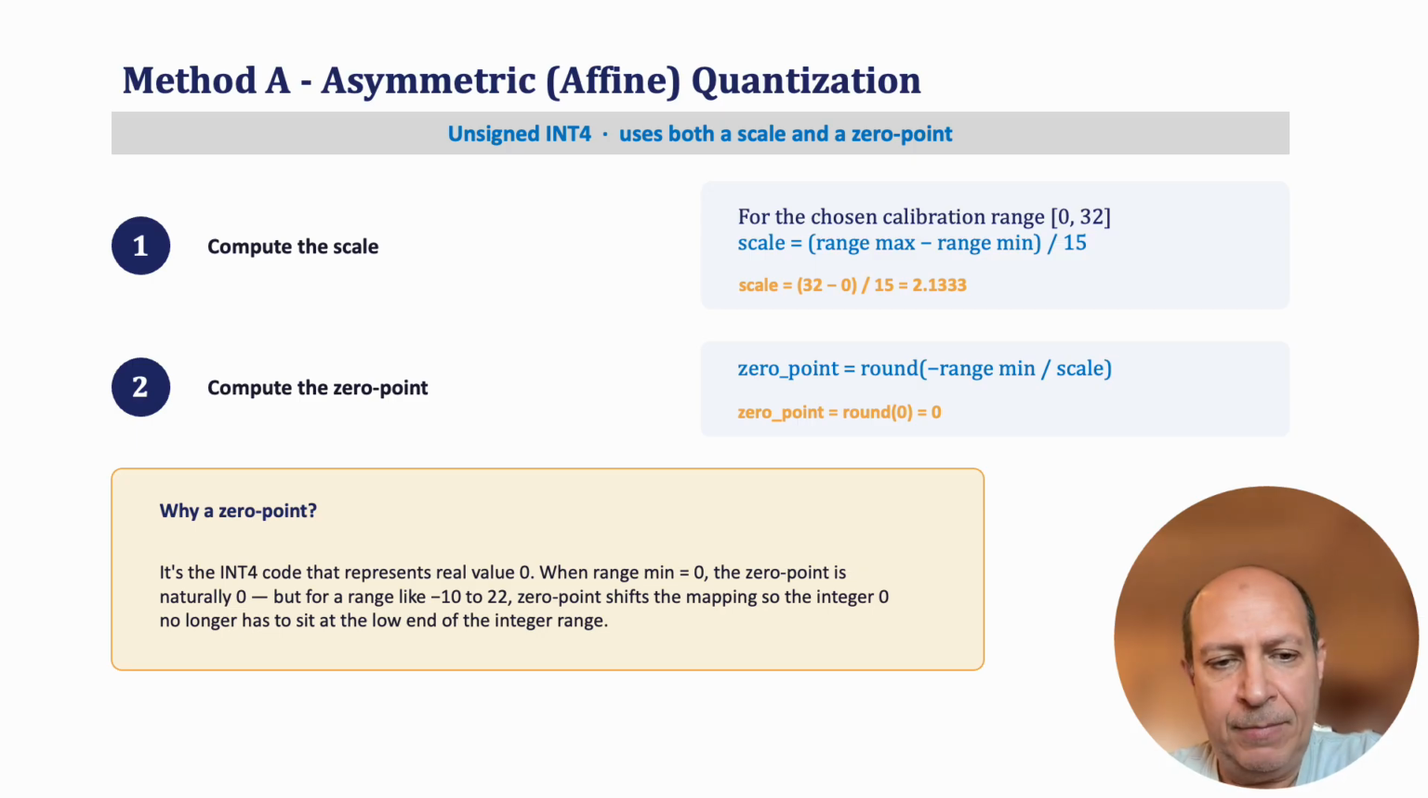Now, why a 0 point? It's the int4 code that represents real value 0. When the range minimum is 0, the 0 point is naturally 0. But for a range like -10 to 22, the 0 point shifts the mapping, so the integer 0 no longer has to sit at the low end of the integer range.